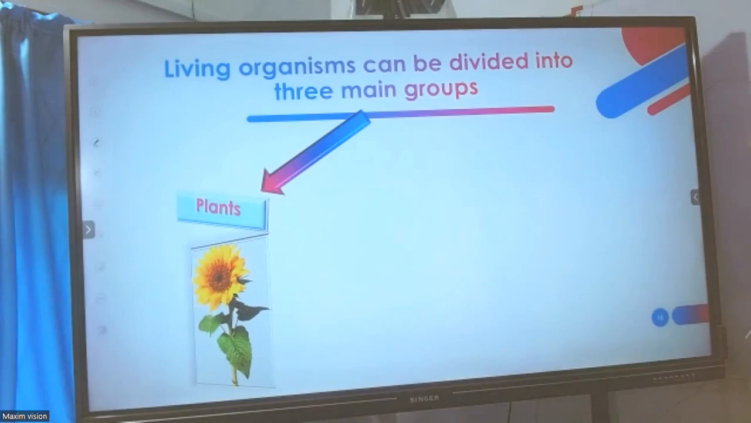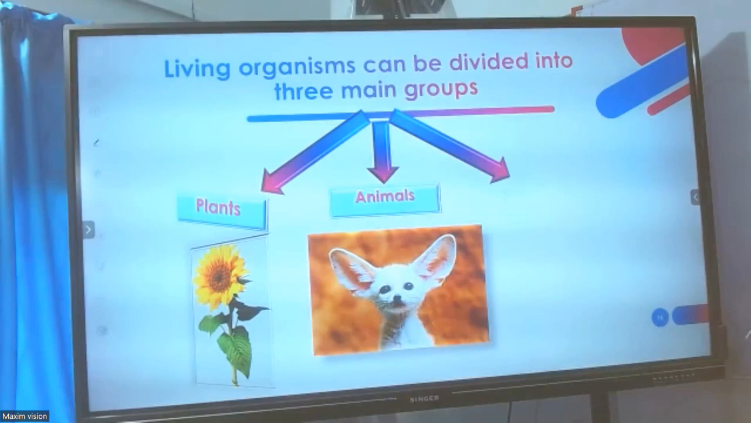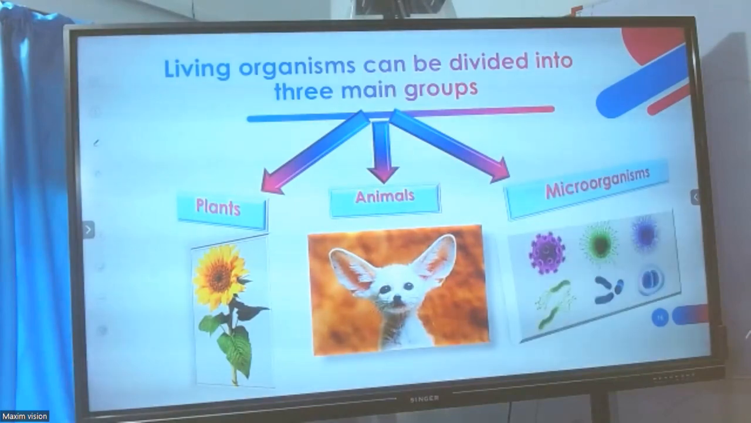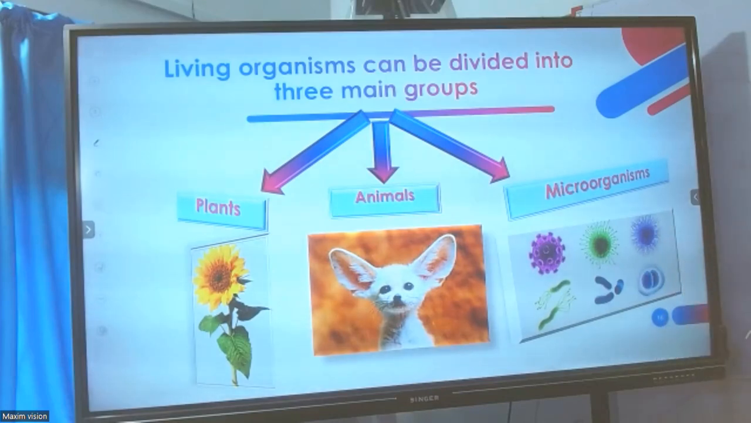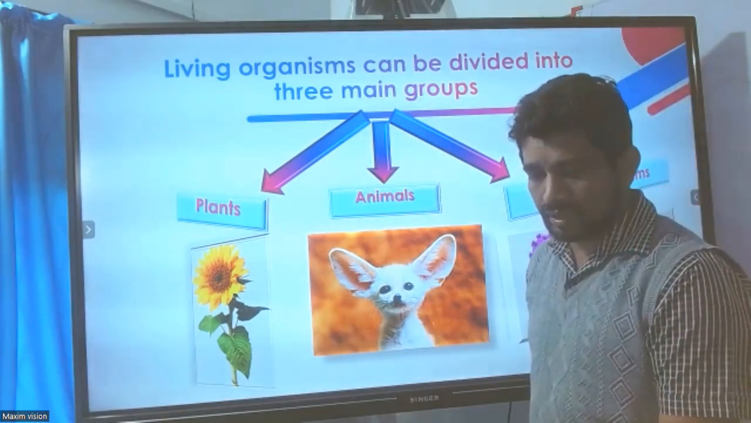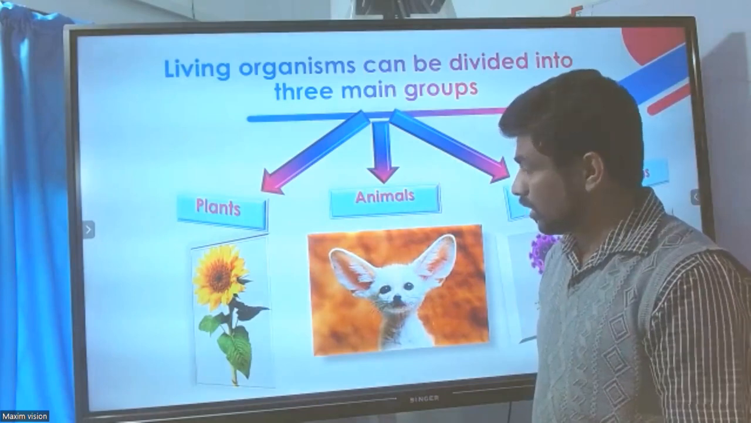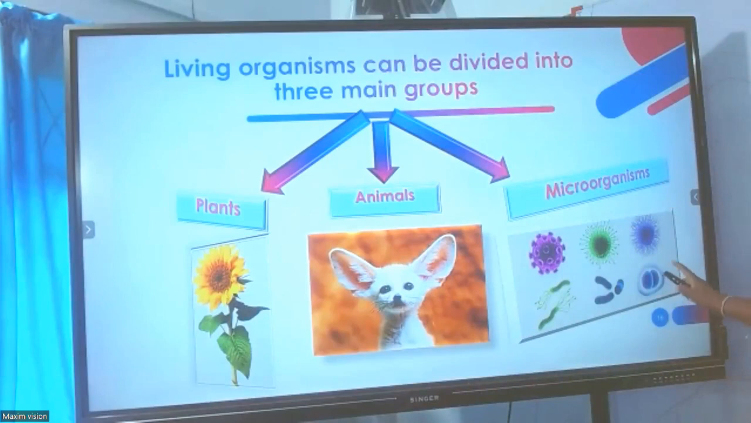The living organisms, basically, we divide into three groups. What are they? One is plants. Number two, animals. Number three, microorganisms. These are the three. What are they? One is plants, the other one animals, and the other one microorganisms. Okay, look here.